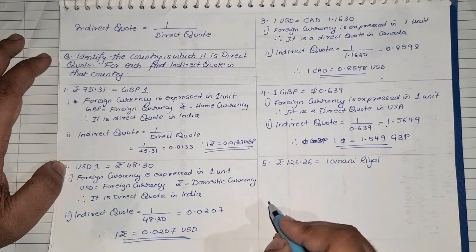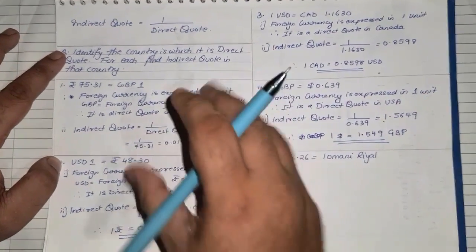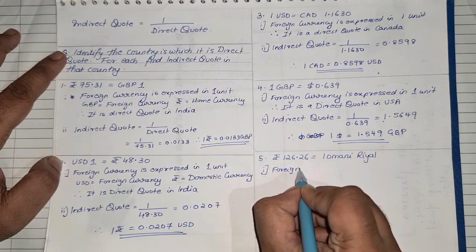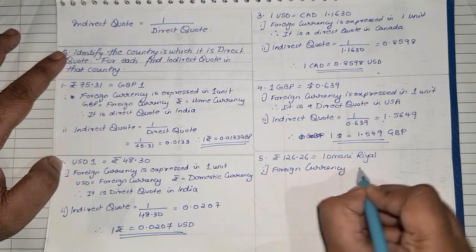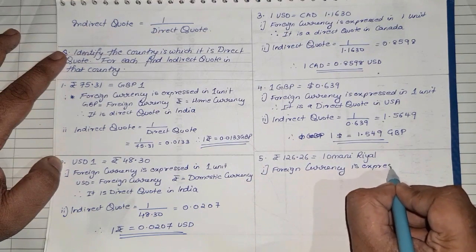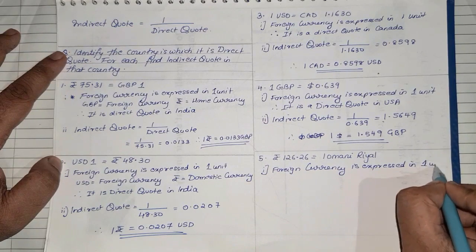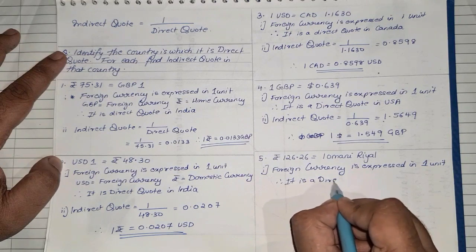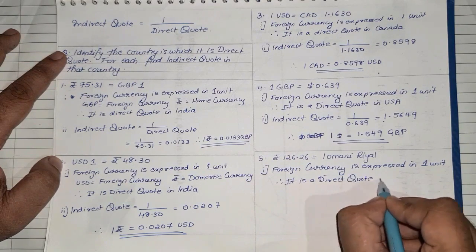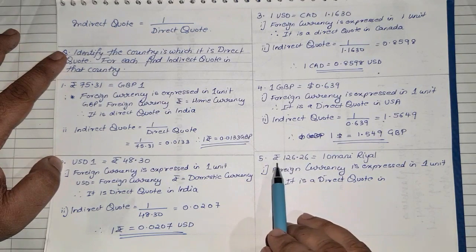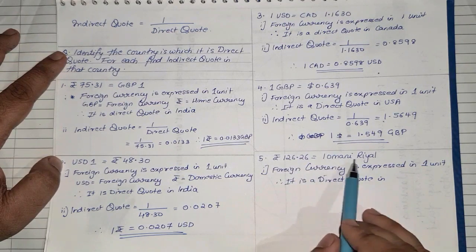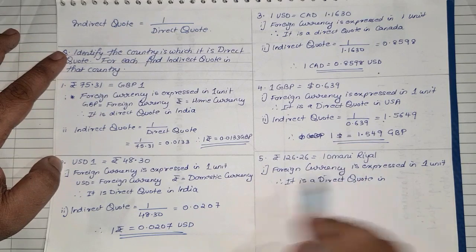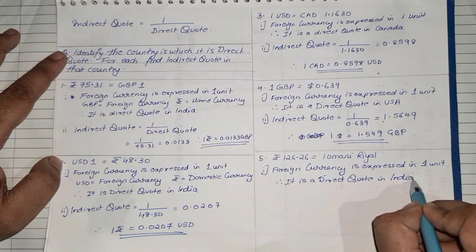Okay, in the same way the last one, so I guess all of you have got the hang of it. Okay, so now see the last one. Rule number 1, again same way, foreign currency is expressed in 1 unit. Therefore, it is a direct quote in. Now, here it is given rupees 126.26 is equal to 1 Omani Riyal. So, the Omani Riyal is your foreign currency having unit 1. So, it will be a direct quote in India.